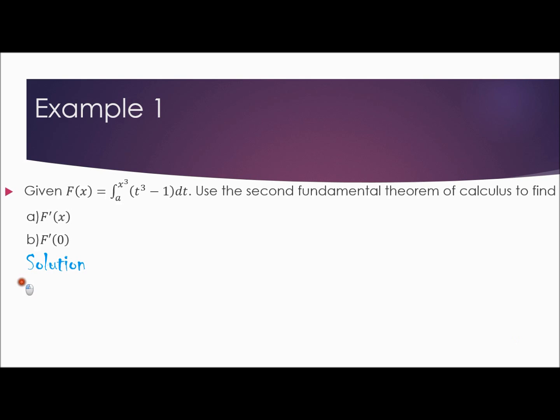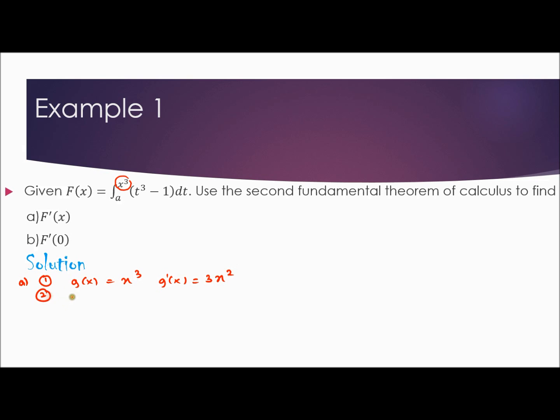Let's solve question A first. How to find F'(x)? For the first step, we need to identify which is our g(x). Our g(x) is on the top of the integration interval, where g(x) is equal to x cubed. Then we need to differentiate g(x), so our g'(x) is equal to 3x squared.